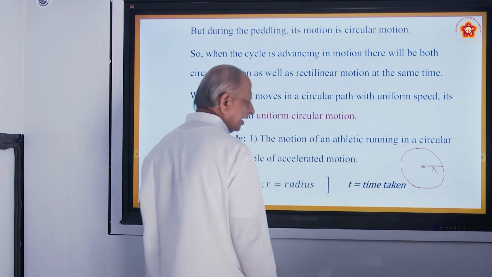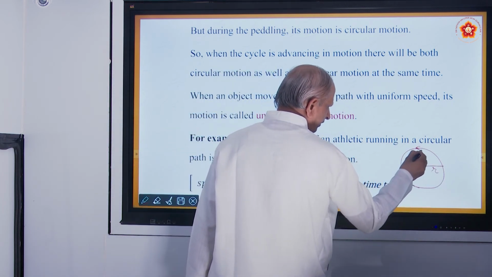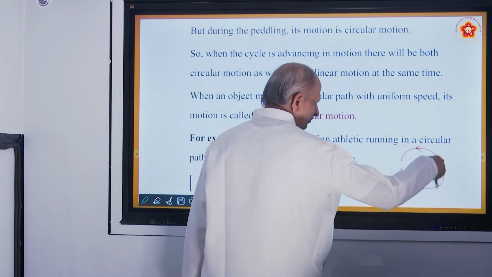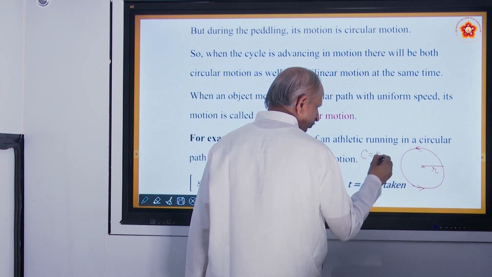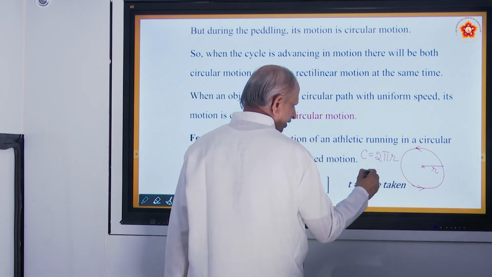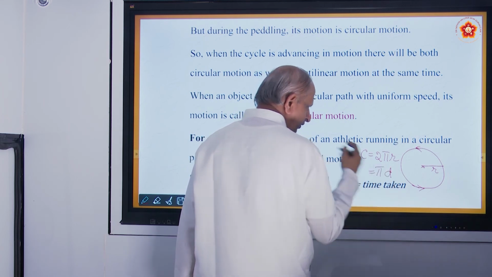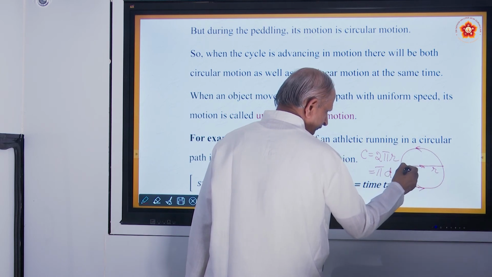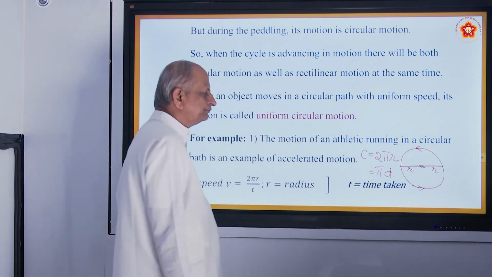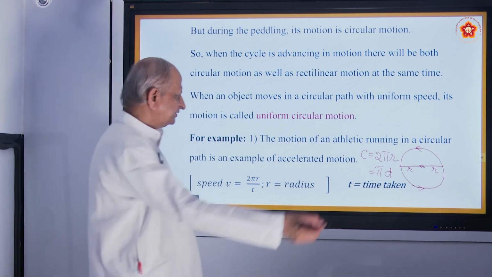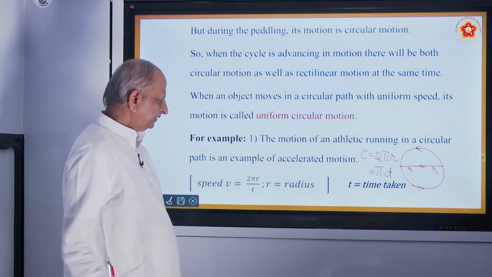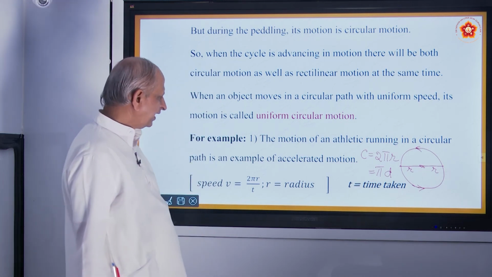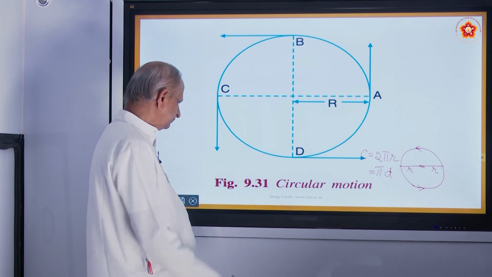This is the radius r, and the body is moving in a circular motion. The total circumference is given by the formula C is equal to 2 pi r, also equal to pi into d. What is d? Diameter. So 2 radius is equal to 1 diameter. Okay. So distance travelled will be 2 pi r. Time taken is t. So distance by time becomes 2 pi r by t. Okay. That is the formula.